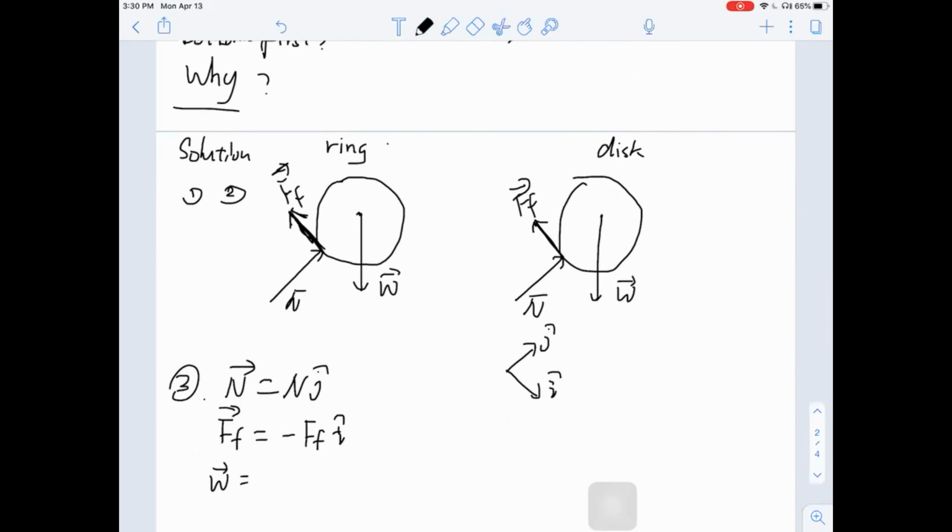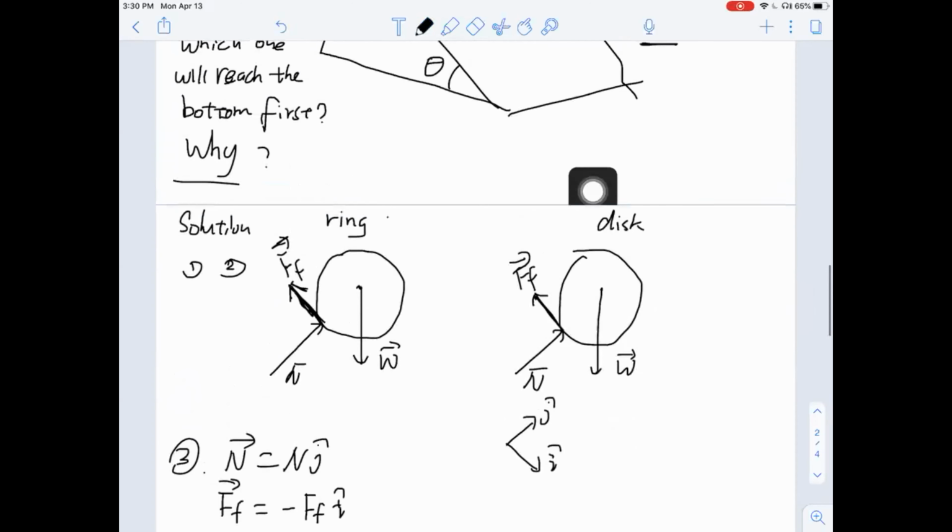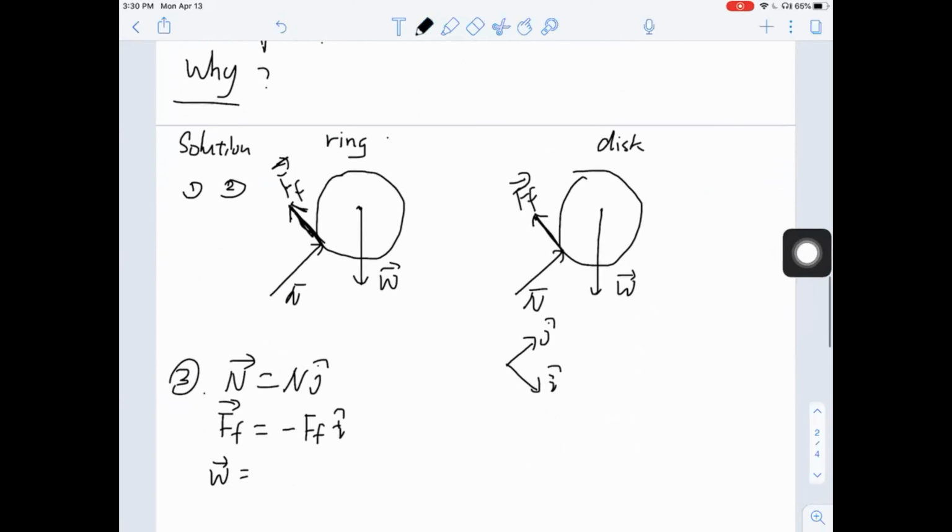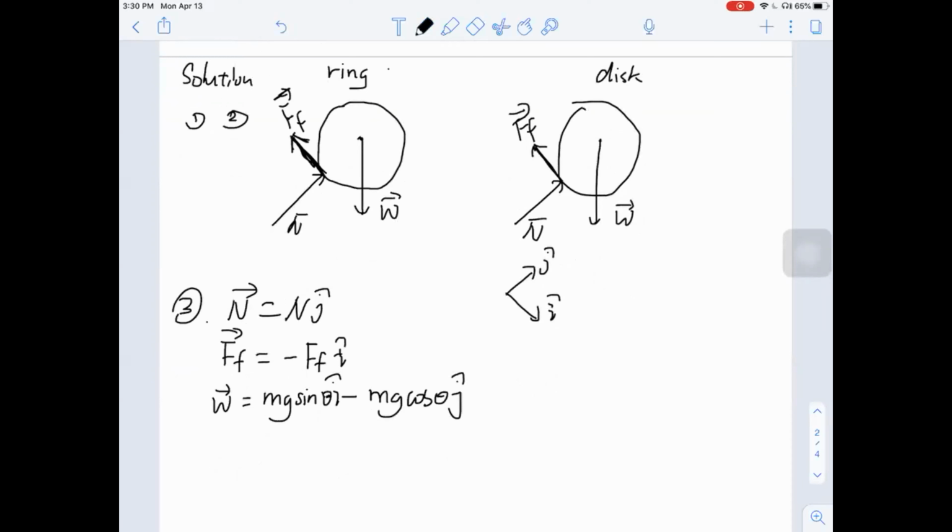due to how we set up the coordinate system, our weight force is going to have both I and J components. And you need to use information on theta to find the components. So on I components, we have mg times sine theta. On J direction, we have negative mg cosine theta. That's J, that's I. Those are all the forces.